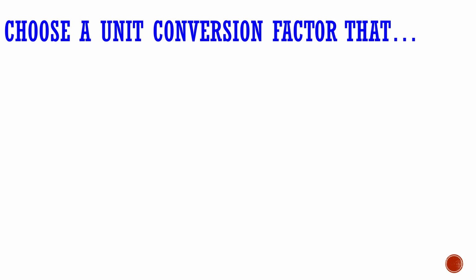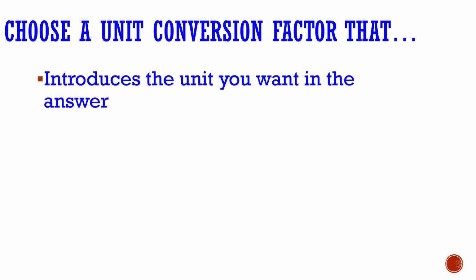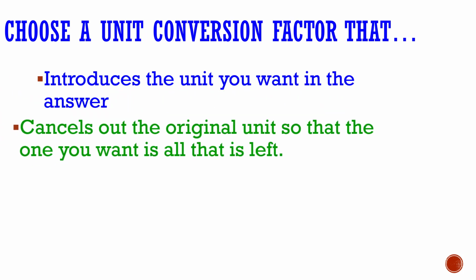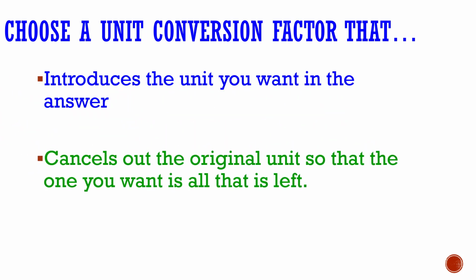So let's choose a conversion factor for that. We want to choose a conversion factor that introduces the unit we want in the answer and cancels out the original unit so that the one you want is all that's left. Now, if you're taking notes, that would be a good thing to write down. It's not going to make the most amount of sense until you start working with it. So if you need to pause the video to finish writing that down, feel free to do so. So we do that by using our canceling out words.